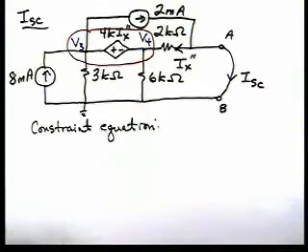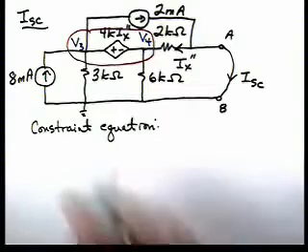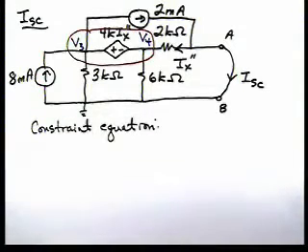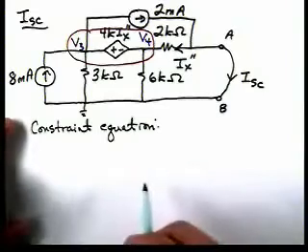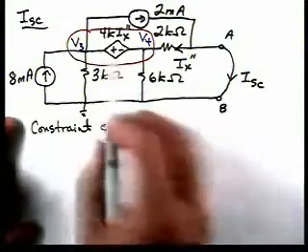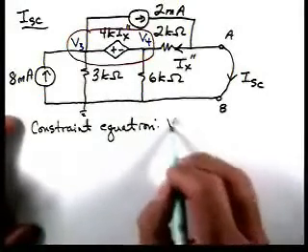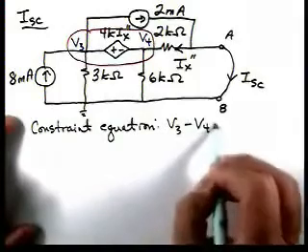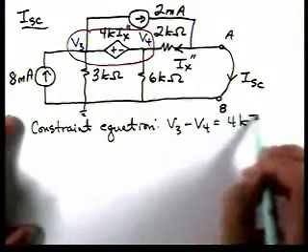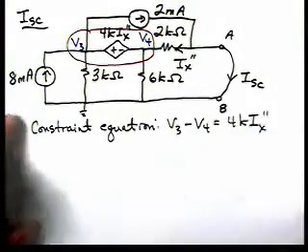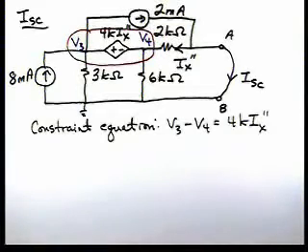And if I had used mesh here, I got 4 meshes, I'd have 2 known ones and 2 unknown ones. So here I decided to go with nodal. Again, we only have 2 nodes. We have a constraint equation. That constraint equation is V3 minus V4 is 4K Ix double prime.